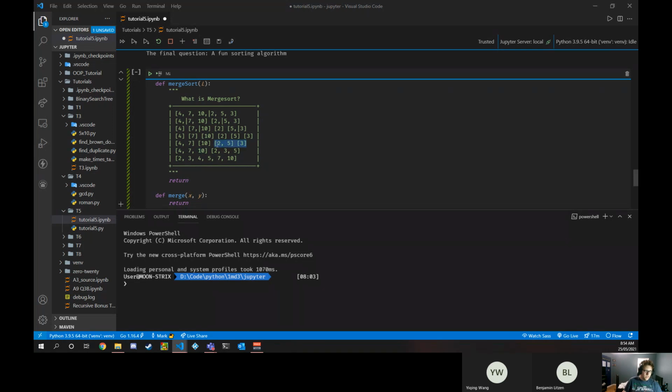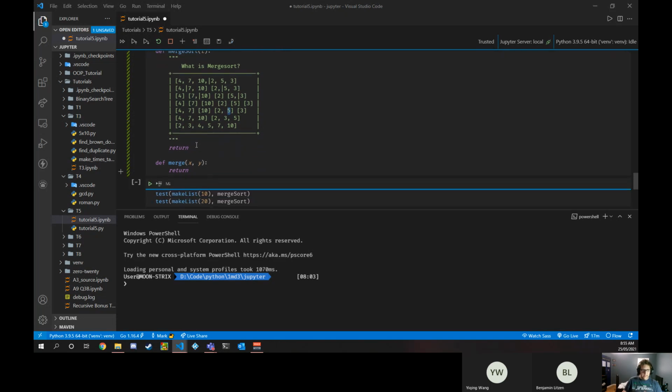Very similar here, you have 2 versus 3, 2 goes first. 2 is removed from the list, and you have 5 versus 3. Well, now 3 is smaller, so 3 goes in. Then 5 goes in because it's the last item. That's the general idea of merge sort.